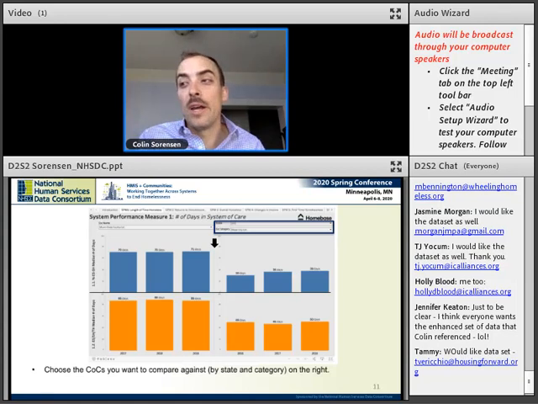Next, on your left, you're going to choose your CoC, which one you're interested in looking at the data for. So how this is structured is on the left, that's your CoC data. On the right are the CoCs that you would like to compare against. So remember that it's separated along the columns. On the left, it's your CoC. On the right, it's the CoCs you would like to compare against.